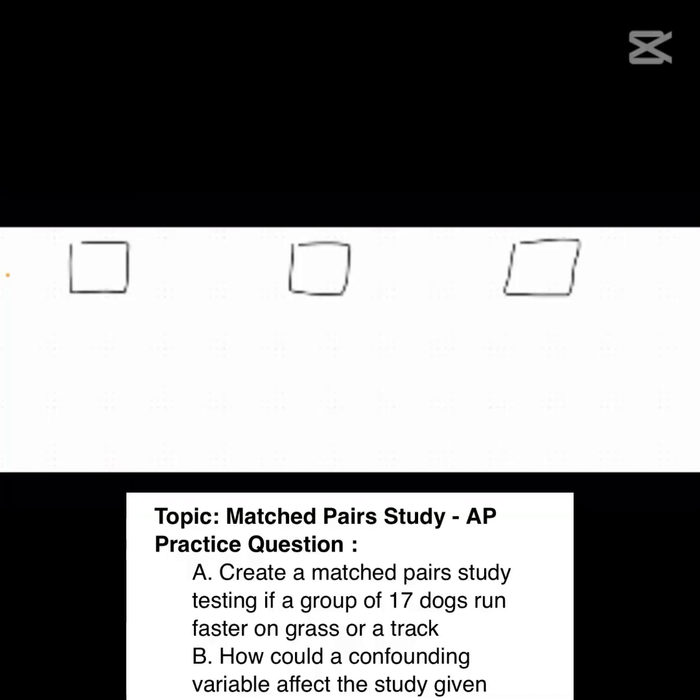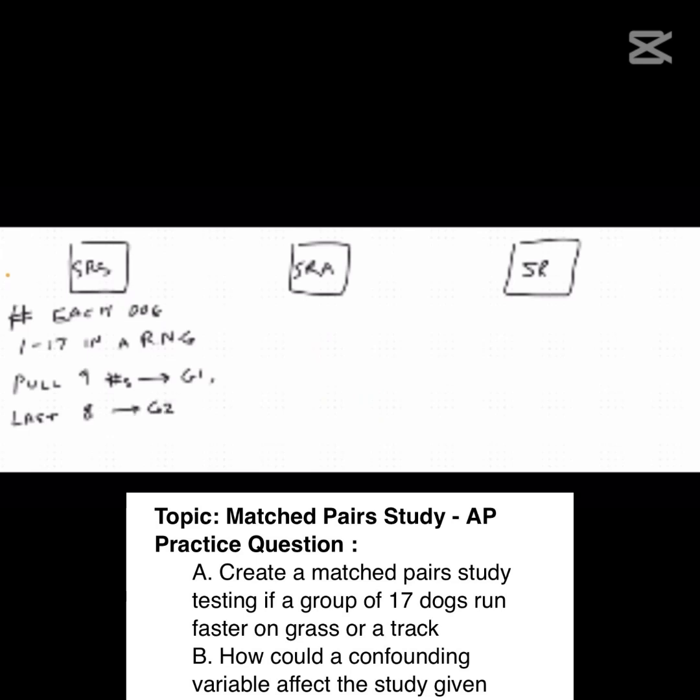To start this problem, we want to start with 3 boxes. The first, specific random selection, second, specific random assortment, and the last, specific results. In the first box, we're going to number each dog 1 through 17 in a random number generator. Then, we are going to pull 9 numbers, and those 9 numbers are going to go to group 1. The remaining 8 numbers are going to go to group 2. We want to make sure that there are no duplicates in these boxes.